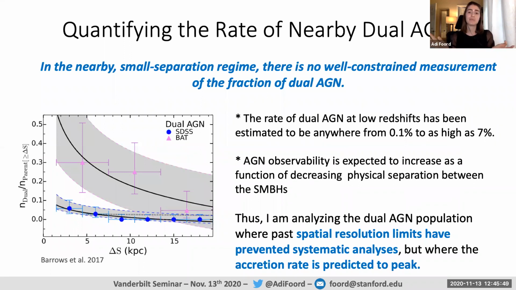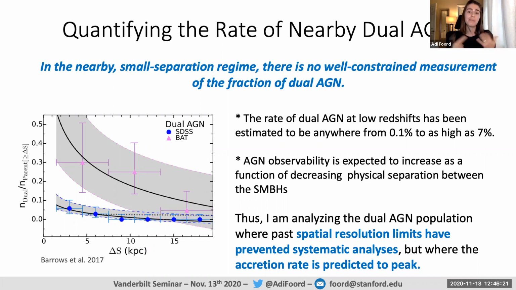Okay, so the idea of this project is to quantify the rate of nearby dual AGN. The rate of dual AGN at low redshifts is completely unconstrained. It's been estimated to be anywhere between 0.1% to as high as 7%. And this is a result of a handful of things. One, in the past, you've had incomplete samples. And expanding on that, the dual AGN fraction is heavily dependent on the detection technique that you use.